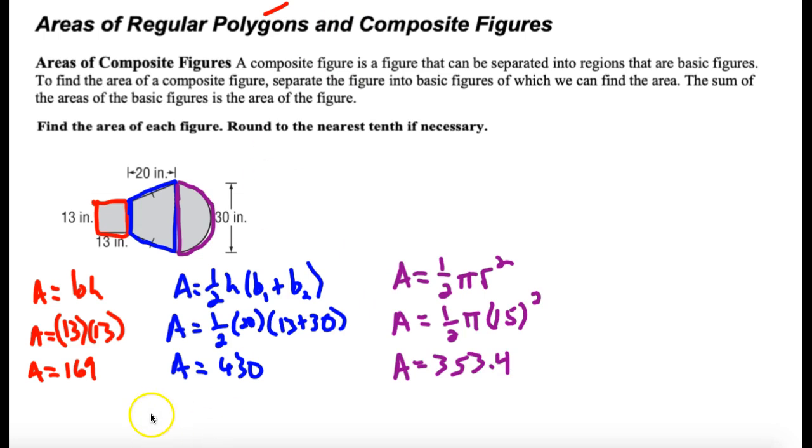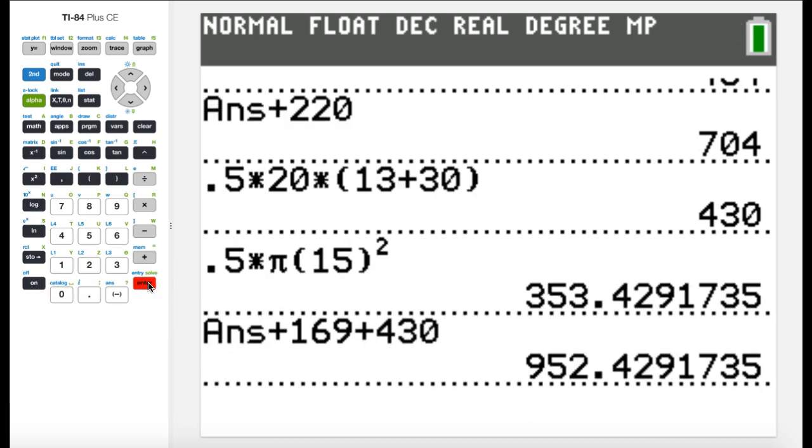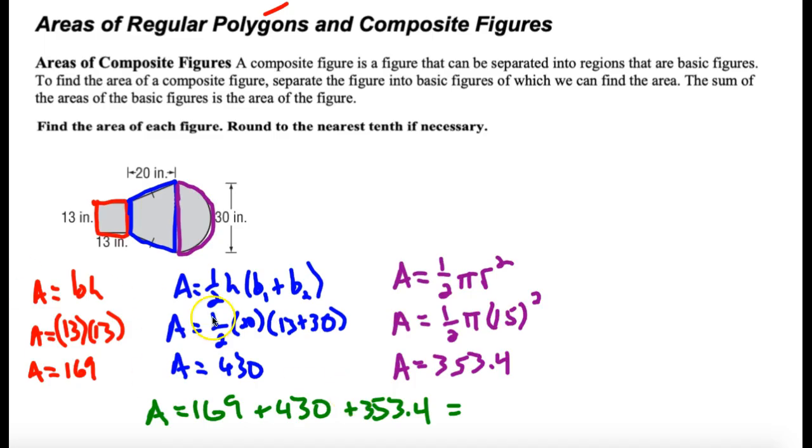And then my total area is just all of those added together. So what do we end up with? 353.4 plus 169 plus 430, 952.4. So my composite area, 952.4 square inches.